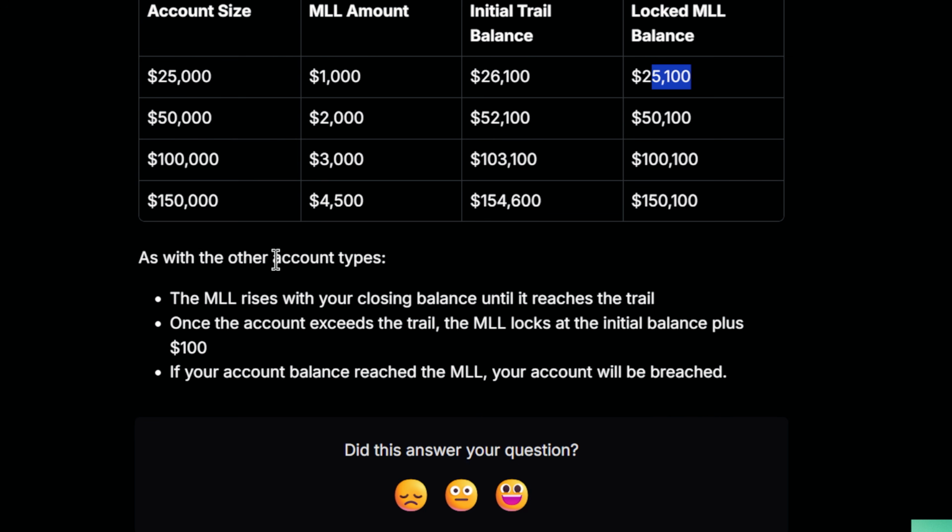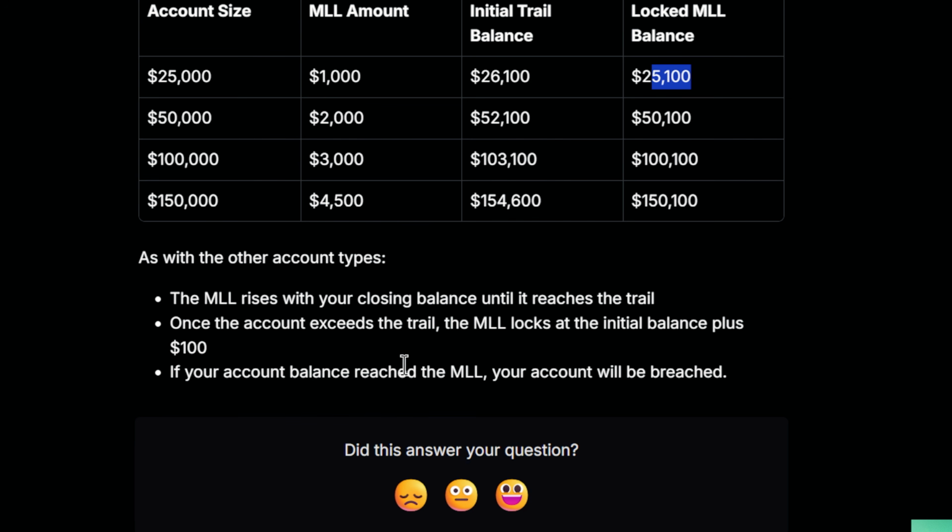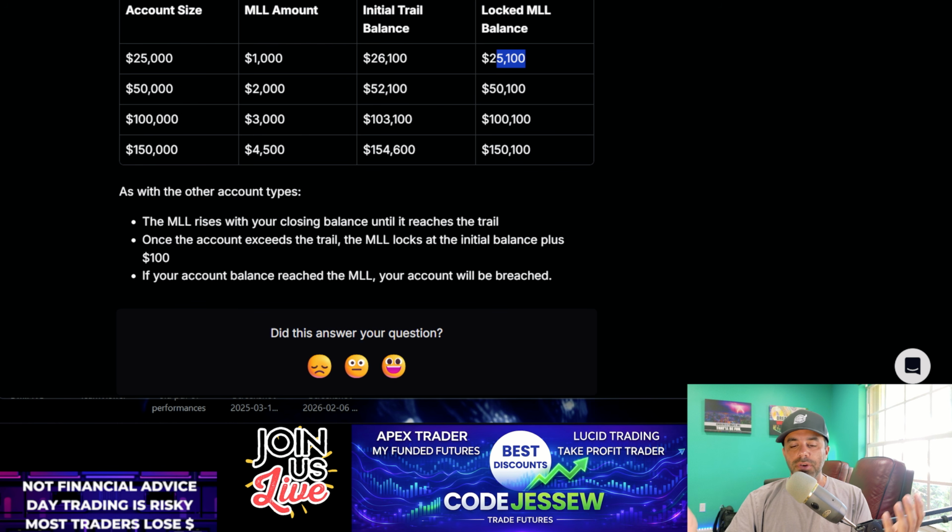Very simple. As with other accounts, the MLL rises with your closing balance until it reaches the trail. Once the account exceeds the trail, the MLL locks at the initial balance plus $100. I mean, we're all used to seeing that by now, because even your accounts that have intraday trails work the same way. If your account balance reaches the MLL, your account will be breached.